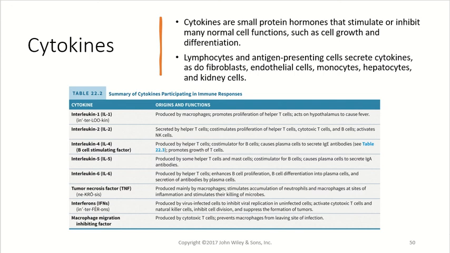However, lymphocytes and antigen-presenting cells also secrete cytokines, as do fibroblasts, endothelial cells, monocytes, hepatocytes, and kidney cells. So lots of things secrete these cytokines, and they have plenty of normal functions in the body. However, some of the cytokines listed in this table play a role in causing an immune response in the body. So just basically know that. Don't need to get too in depth with any of these.